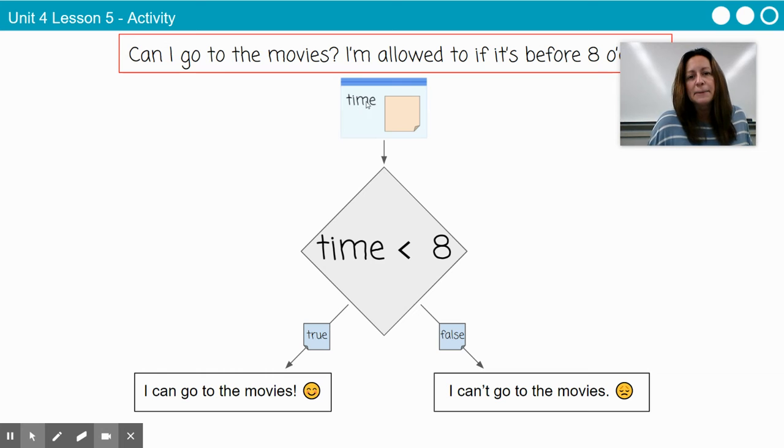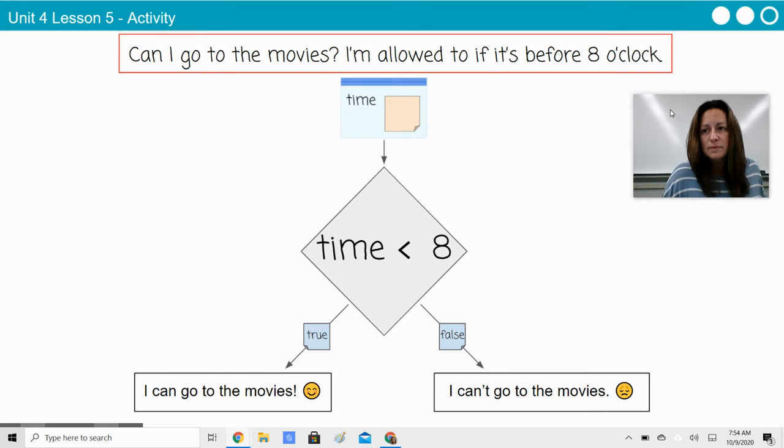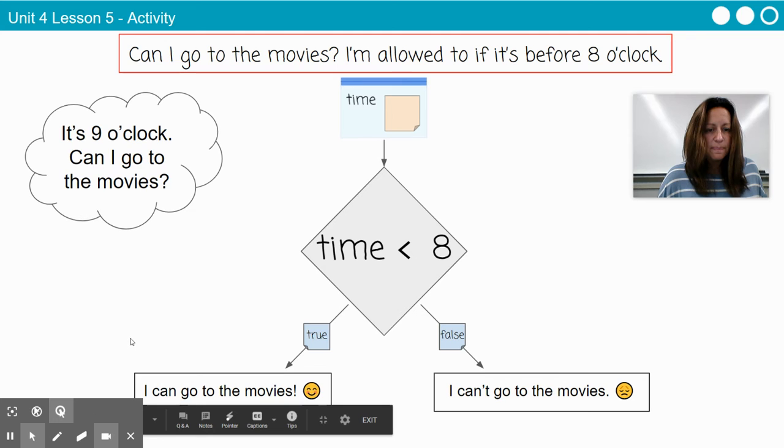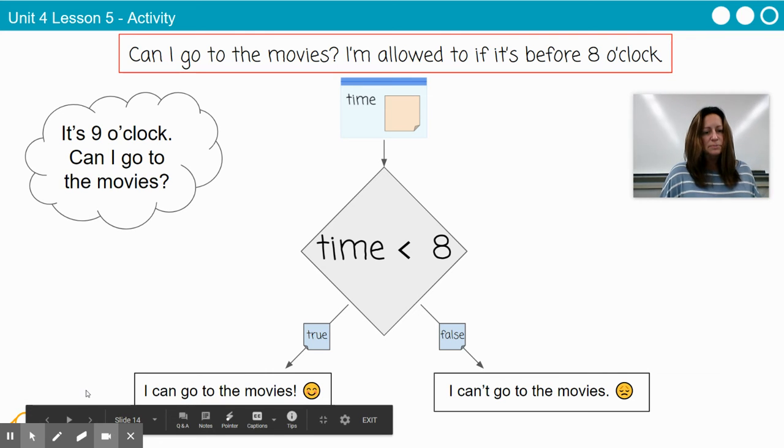Maybe you called it time. Can I go to the movies? I'm allowed to if it's before 8 o'clock. Here's a little flow chart to show the process of making a decision.